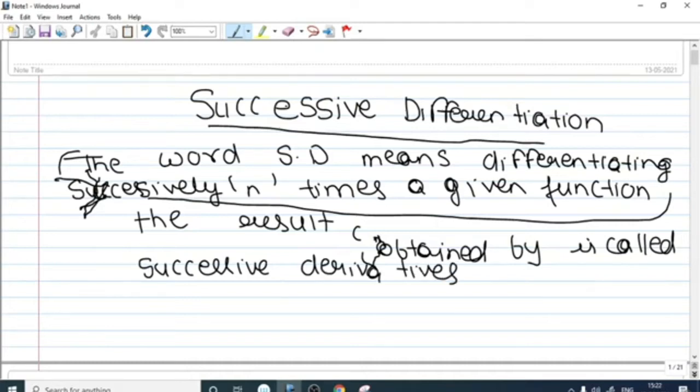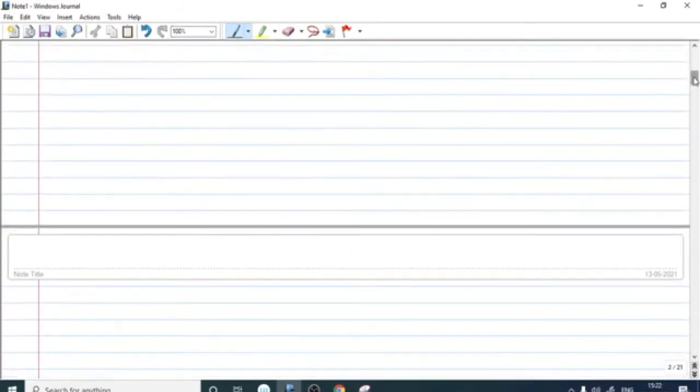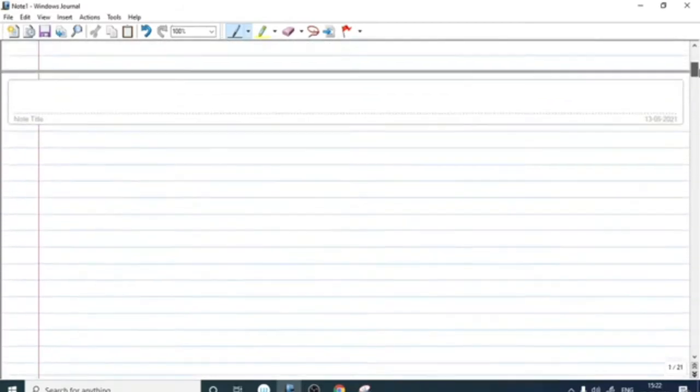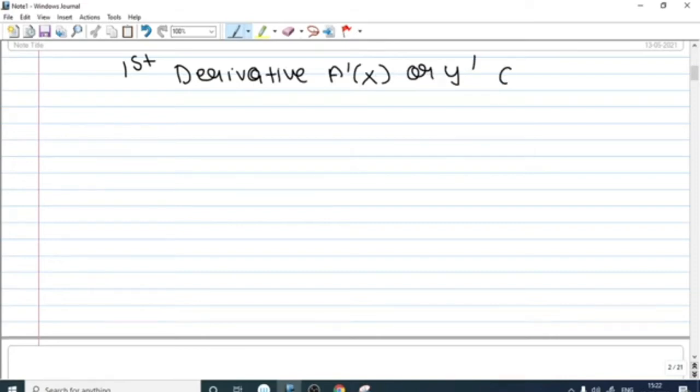Now let me give you a little bit of understanding of successive differentiation with the things you have studied in your older classes, 12th and 11th. In class 12th and 11th, the first thing you studied is the first derivative, which means f dash x. You represent it by f dash, or y1, or in some books dy by dx. So this is the first derivative.